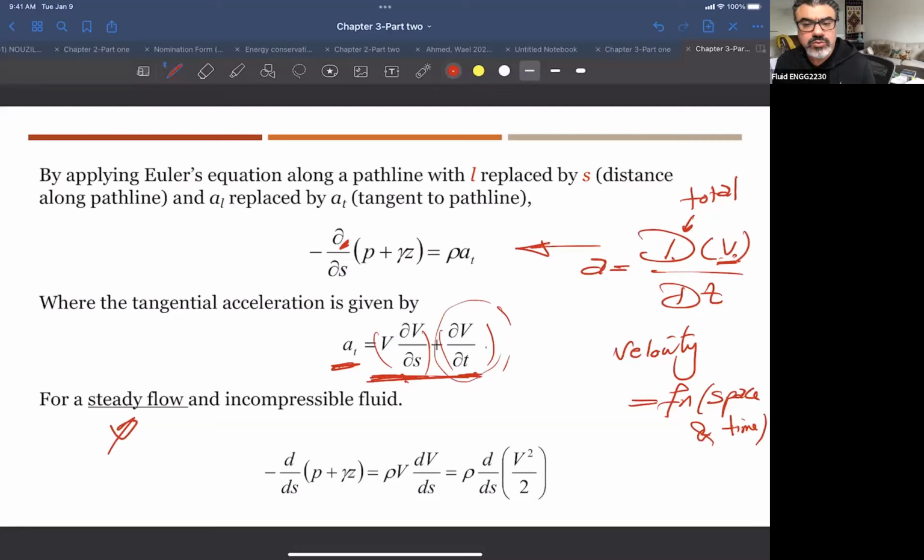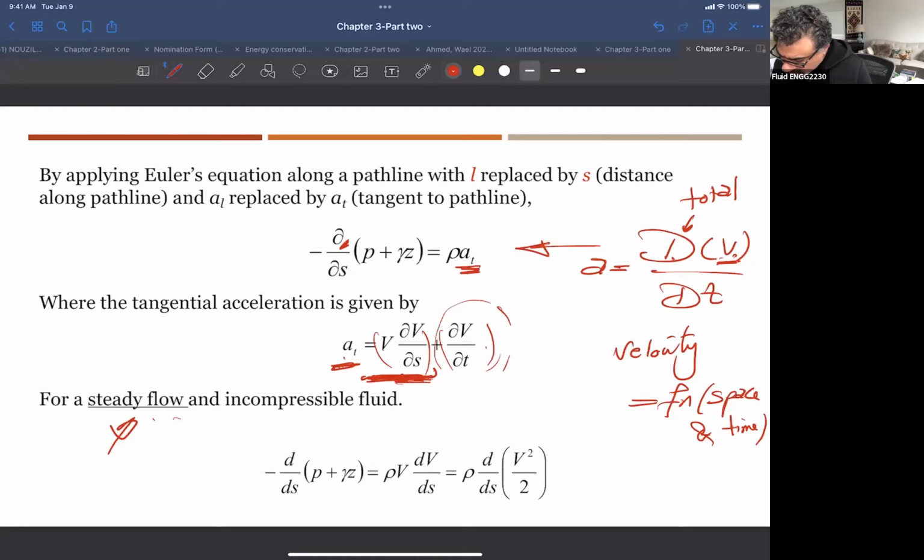You have to remember that we are talking about the total derivative, and the velocity can change with the location, not with the time. So in this case, I can take this term and put it as a function of this term here, for a steady state incompressible fluid. So now acceleration will be v dv by ds.